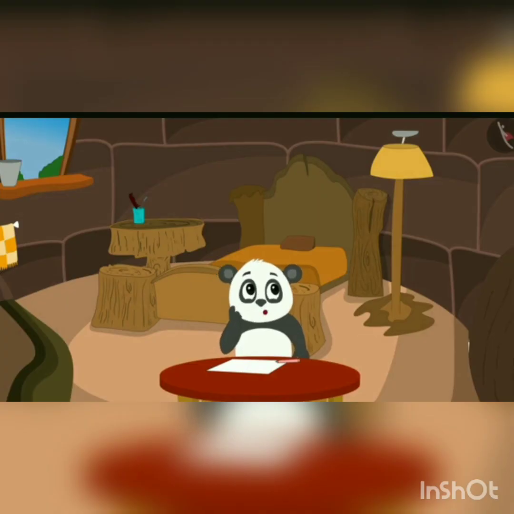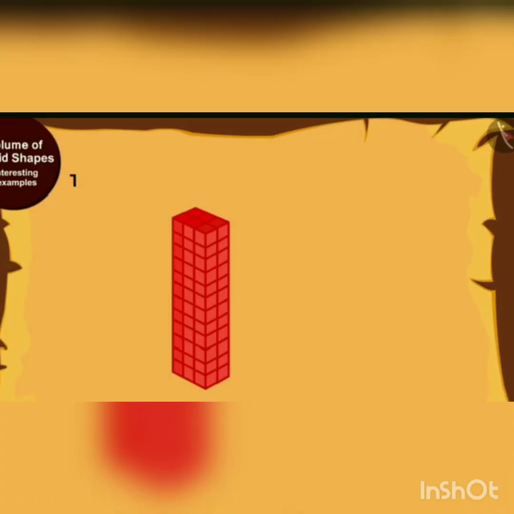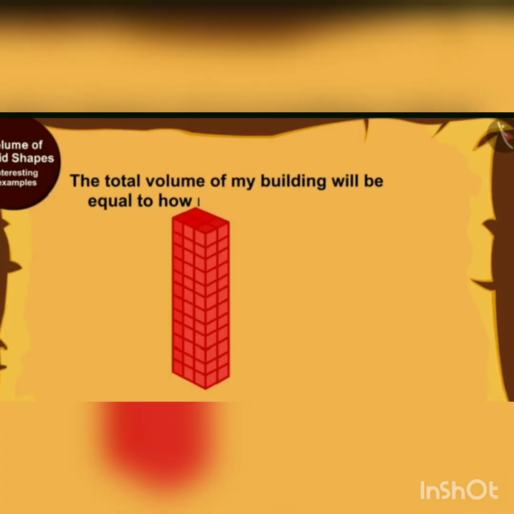And if I make 12 floors in my building, the total volume of my building will be equal to how many cubic meters? Kids, can you help Golu find the answer to this question? Find the answer quickly by stopping the video.